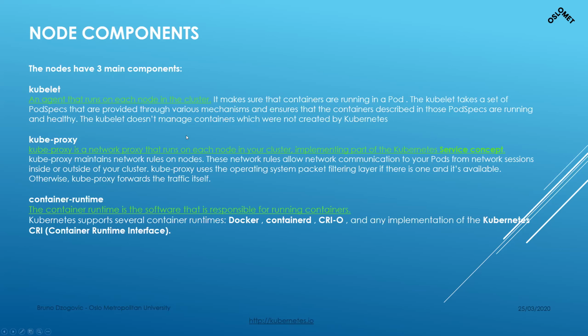Then you have the kube proxy. This is a networking proxy that allows communication in the cluster. The kube proxy maintains network rules on nodes. That's what it does. It allows or disallows communication between pods or containers in the pods. You can apply packet filtering and stuff like that. You can shape traffic, trigger ports. So this is the networking part.